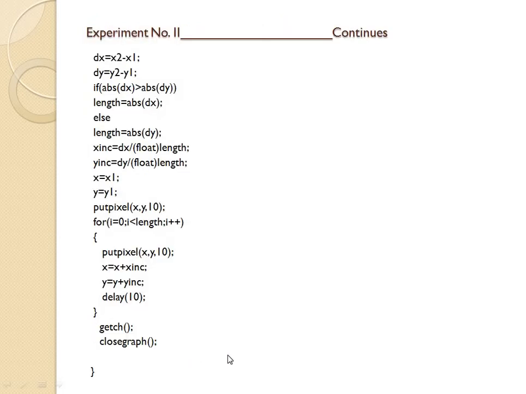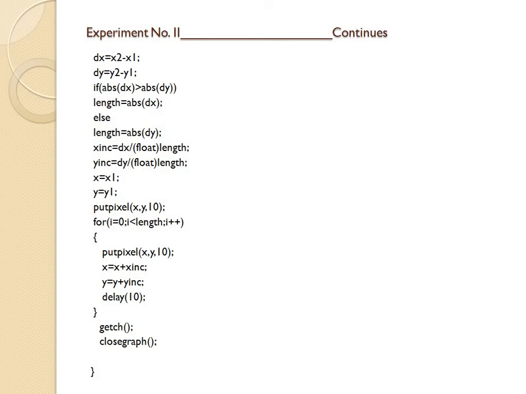Then basically the algorithm is, first of all, we read the two endpoints, that is x1, y1 and x2, y2, and then we calculate dx, that is dx is equal to x2 minus x1 and dy is equal to y2 minus y1. The third step is a condition: if dx is greater than or equal to dy, then step is equal to dx, that is length is equal to dx, else step is equal to dy, that is length is equal to dy. Then step 4: xinc is equal to dx upon step and yinc is equal to dy upon step. This is the formula.